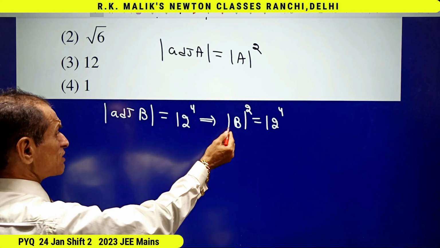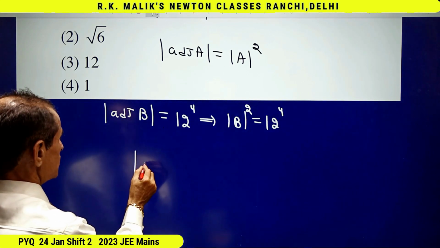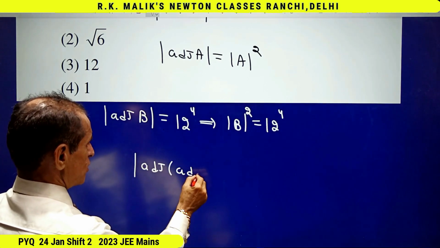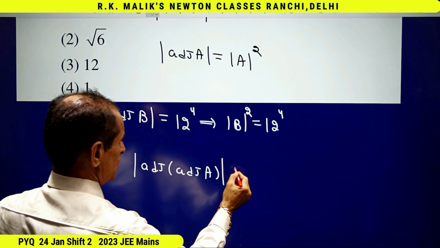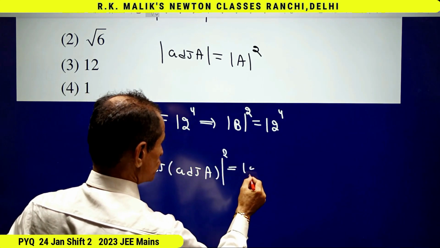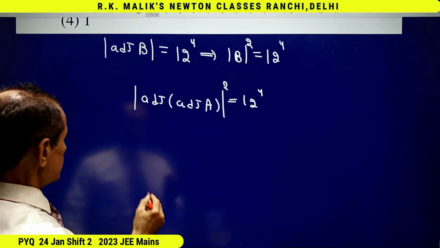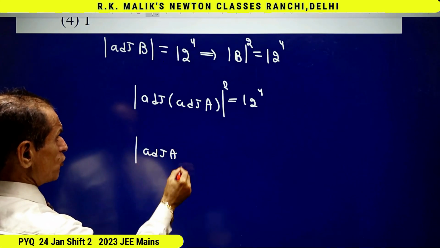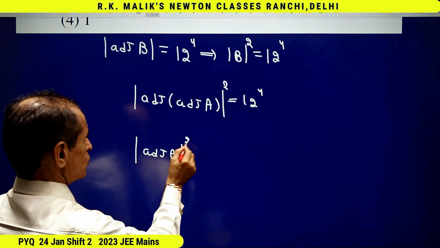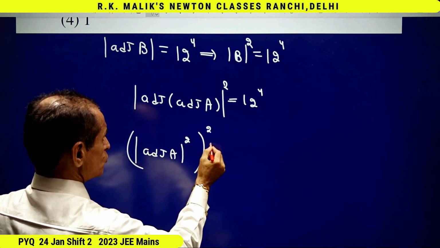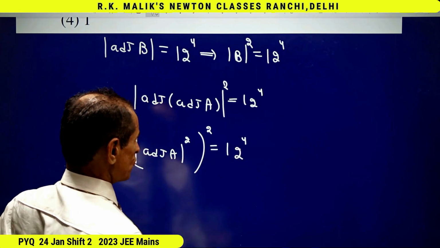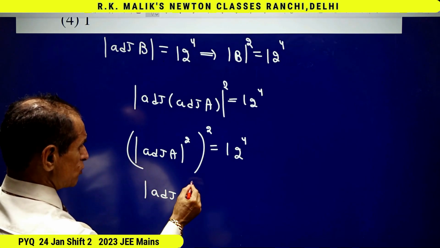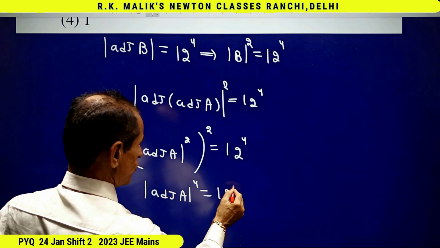And now writing back the value of B, that is adjoint of adjoint A whole square equal to 12 to the power 4. That is, I get determinant of adjoint A to the power 2 whole to the power 2 is equal to 12 to the power 4. And this means determinant of adjoint A whole to the power 4 is equal to 12 to the power 4.